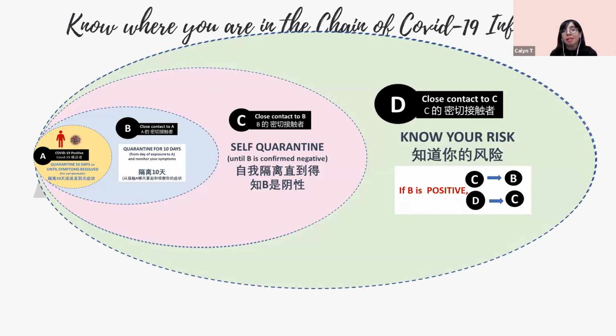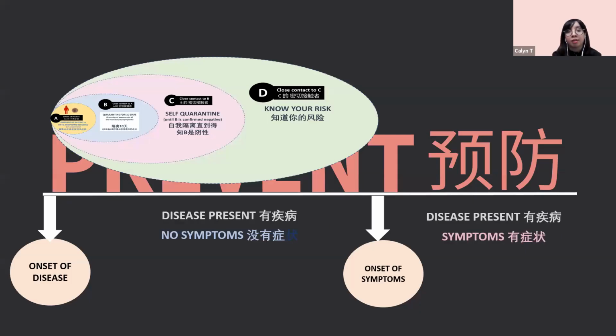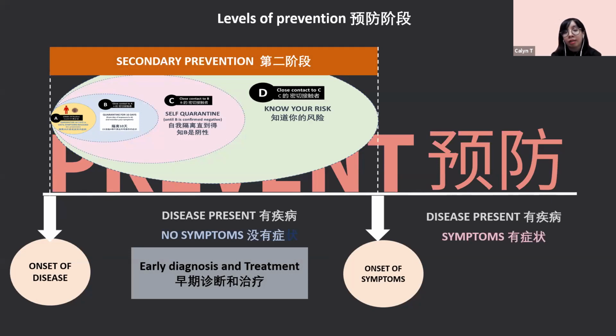You can have D, E, F, G, and so on, but usually it's confined within this A, B, C, D. So A, B, Cs are the ones that you need to be very careful of in quarantine, but the D contact will need to know what happens to your earlier contacts. So when you put this together, these are actually your secondary prevention.